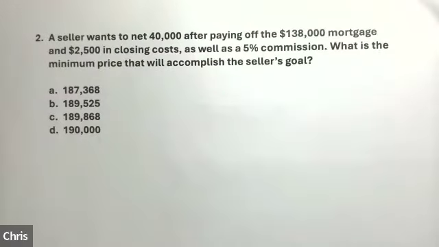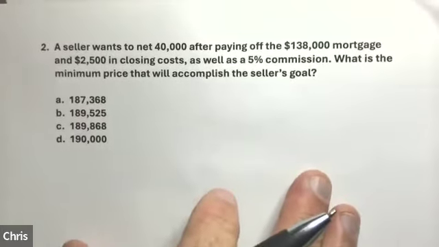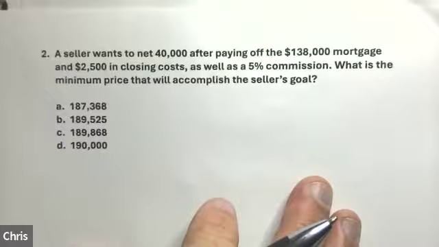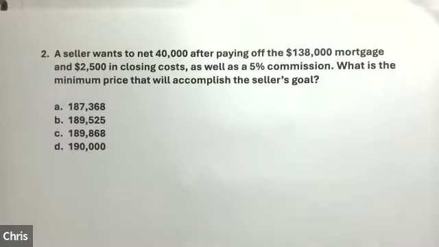Moving slightly harder in the net after commission questions, we're going to add just a couple of variables to it, but it really doesn't change the question that much. So here's what's happening. A seller wants to net $40,000 after paying a $138,000 mortgage and $2,500 in closing costs. Okay, well, this is starting to sound familiar here. He wants to put $40,000 in his pocket. The problem is he still owes the bank $138,000.